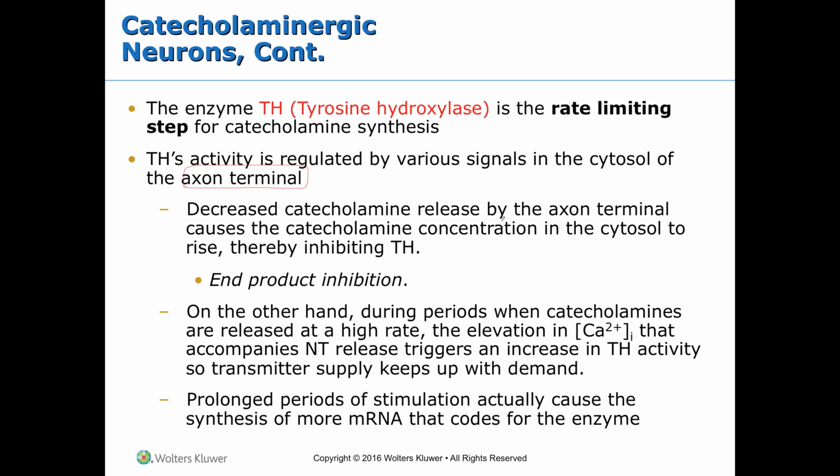So decreased catecholamine release by the axon terminal can cause the catecholamine concentration in the cytosol to rise. As this rises, you don't need to keep creating more and more catecholamines. Therefore, through end-product inhibition, this inhibits the enzyme tyrosine hydroxylase. Now, on the other hand, during periods when the catecholamines are released at a very, very high rate, the elevation in internal calcium levels that accompanies those neurotransmitter releases can trigger an increase in the activity of that enzyme, so that transmitter supply keeps up with the demand. So prolonged periods of stimulation can actually cause the synthesis of more mRNA that codes for the enzyme to be created.